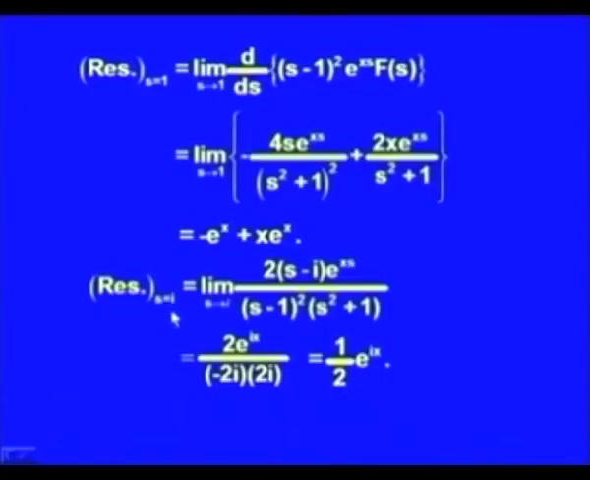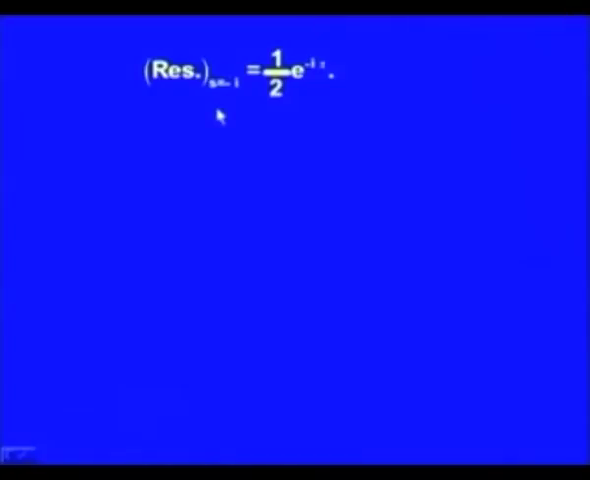Now, at s equal to minus i, we again have a simple pole. So, replacing i by minus i here, we get the residue at the other pole, that is at s equal to minus i. It comes out to be half of e to the power minus ix.